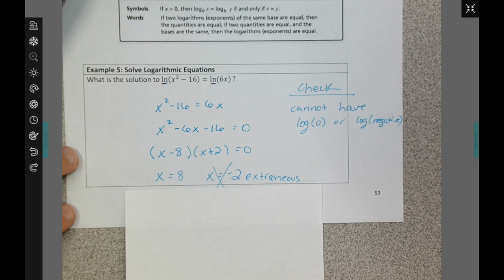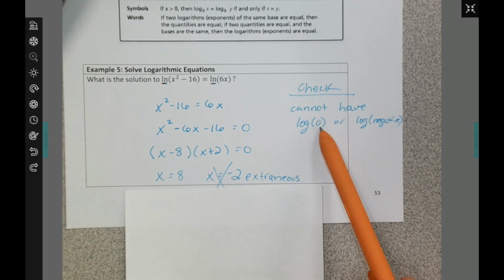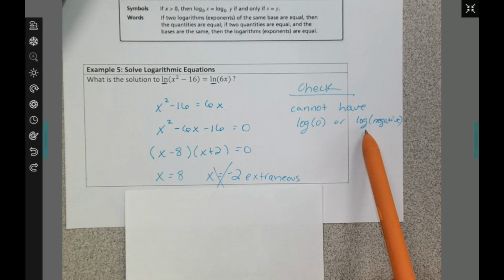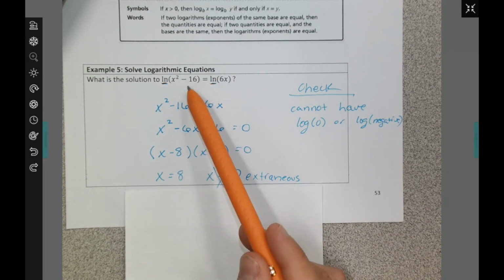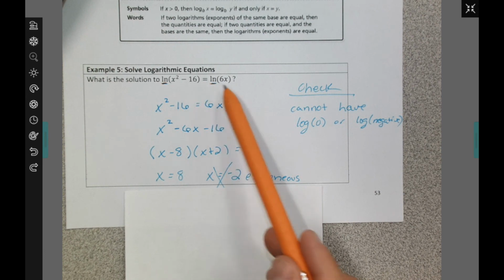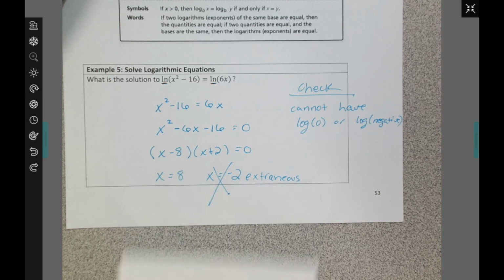And then we have to check, okay? So for logs, you cannot take the log of 0 or a negative number. So since that's the case, we go ahead and plug in. When I plug in the 8, it works out okay. You got positive numbers on each side. But when I plug in the negative 2, it's no good, okay? When I plug in negative 2, we end up taking the log of a negative number. So since that's the case, we're going to go ahead and cross it off and say it's extraneous.